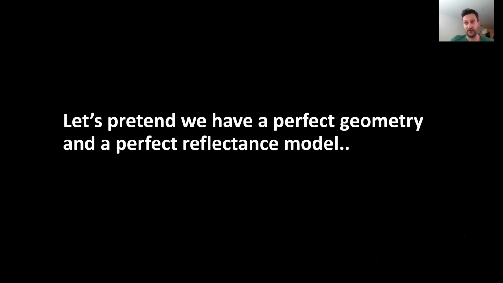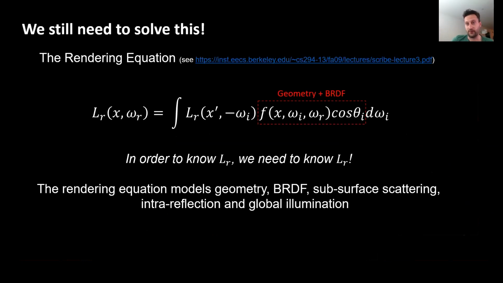Even if we assume for a second that we have a perfect geometry and a perfect reflectance model, imagine you have the best system in the world, you can capture perfect geometry and perfect reflectance properties. We still need to solve the rendering equation. And when we start adding high-order light transport effects, such as global illumination, intra-reflection, subsurface scattering, you see that actually solving this rendering equation is not that simple.